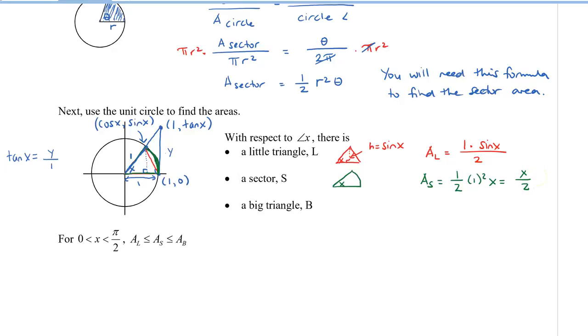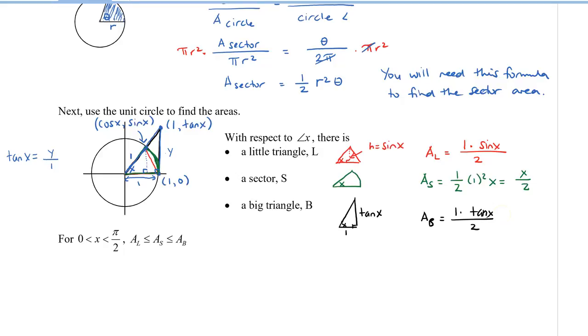All right, finally we have the big triangle, which is this one here. Okay, so the big triangle, this is x, this is a height of tan x, okay? Right triangle here. So the area of the big triangle is base, which is 1, times tan x divided by 2.